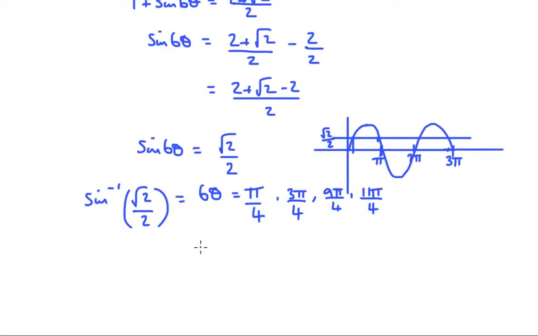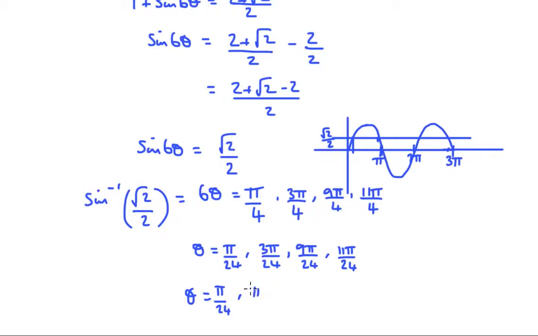Now we need to divide every single one of those by 6. So that's going to be over 24. I'll cancel these down in a minute. These middle two cancel down. So pi over 24. 3 over 24 is the same as 1 over 8. So we've got pi over 8. 9 over 24 divides by 3 top and bottom. So that's going to be 3 over 8. So 3 pi over 8. And the last one doesn't cancel.